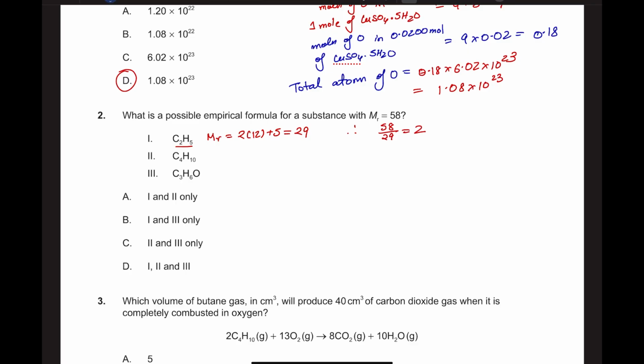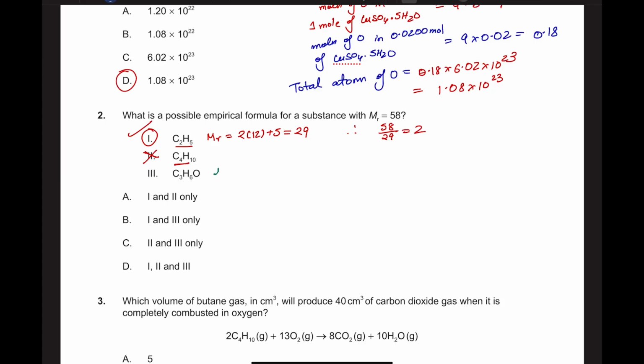Yeah, so that is fine. Now next is C4H10. We don't even have to find the molar mass of C4H10, because C4H10 is not an empirical formula, it's a molecular formula. The empirical formula of C4H10 is C2H5, right? This cannot be the answer because it's not an empirical formula.